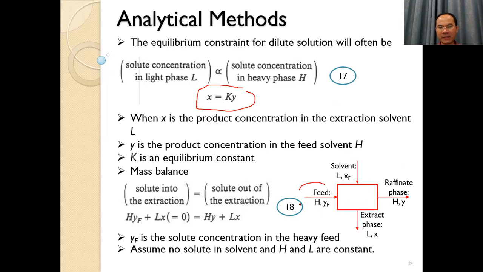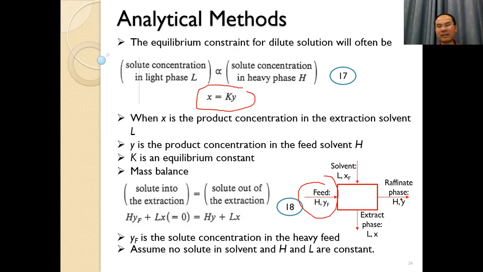Okay, for this case, we can draw the flow chart. This is the feed. S is the heavy phase flow rate or amount of heavy phase. Y is the amount of solute in the heavy phase, or desired product in the heavy phase. And for the output, we call it the raffinate phase. The raffinate phase is the heavy phase in the output, and S is the amount of flow rate.